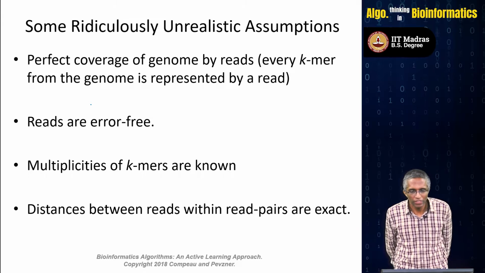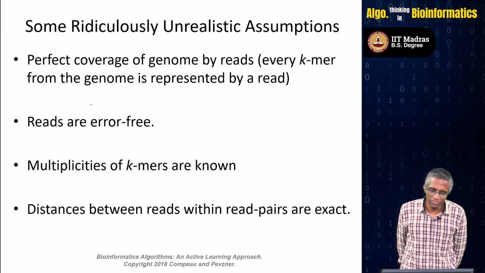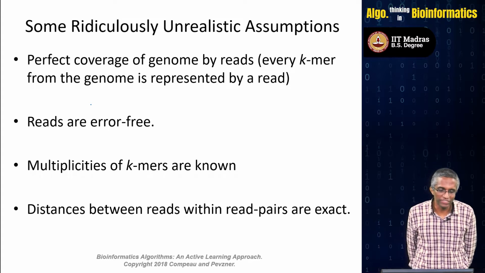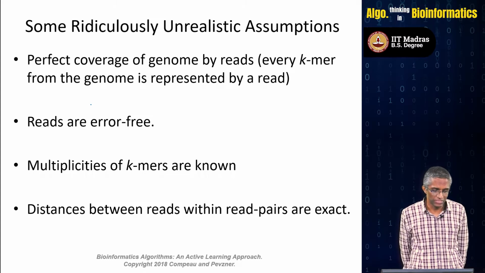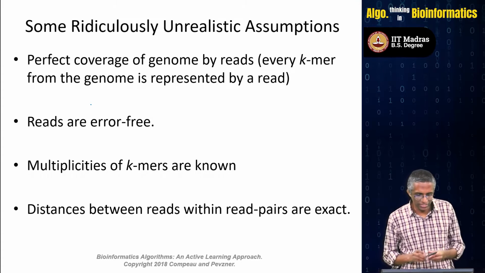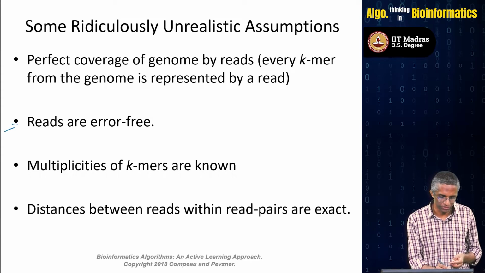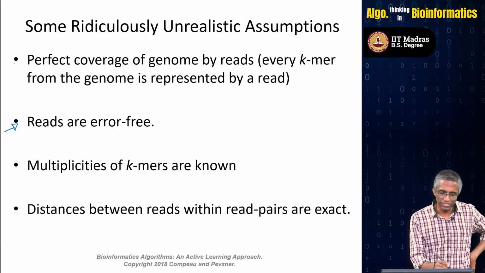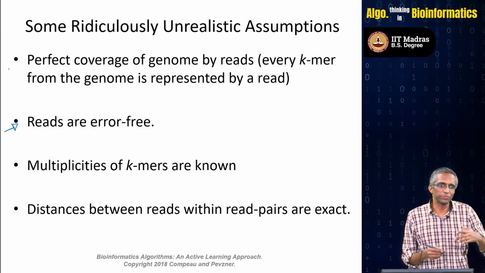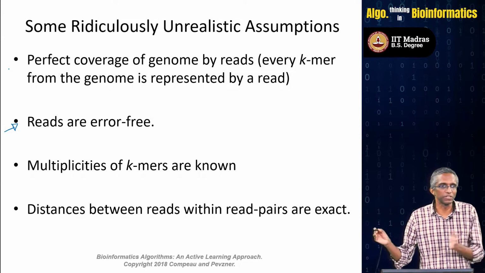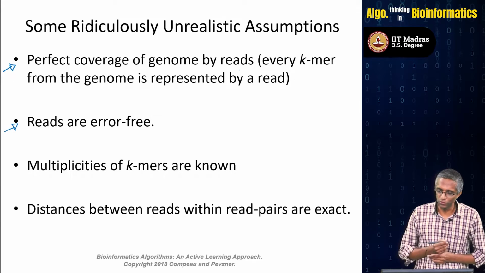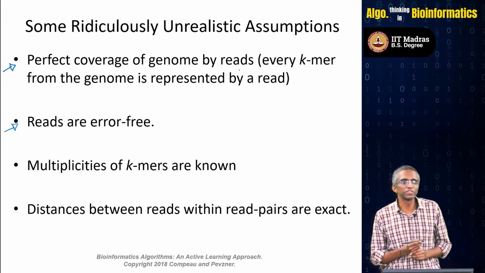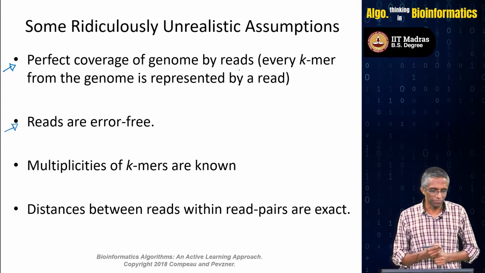And some of these assumptions are so ridiculous, right? All of the sequencing instruments are error prone. They're highly noisy, right? So we assume that reads are error free, right? That is one big assumption. And there's another big assumption: we assume that there are millions of copies of the genome and all possible random cuts are possible. And that there is a perfect coverage of the genome by reads, like every k-mer from the genome is represented by a read. That is also not the case, right?